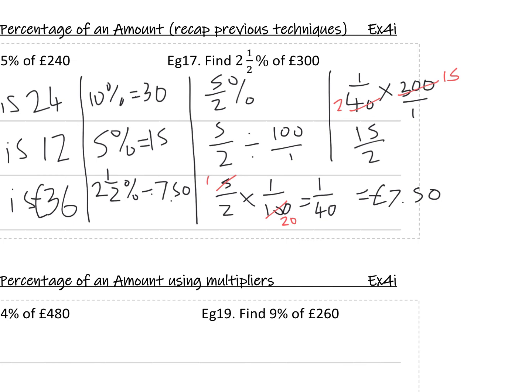So let's recap that technique. To find a percentage of an amount, if the percentage is awkward, we can actually change the percentage into a fraction and find a fraction of an amount instead of the percentage of an amount.